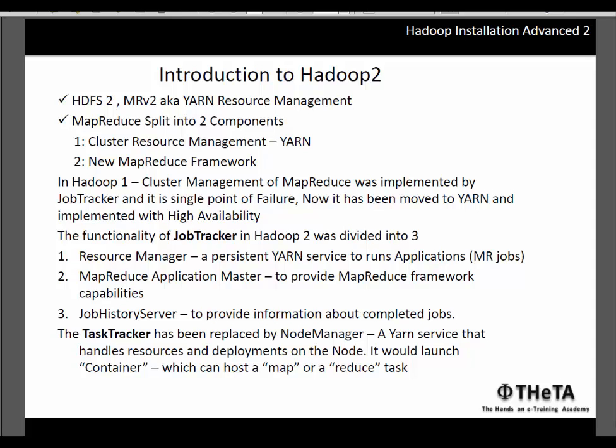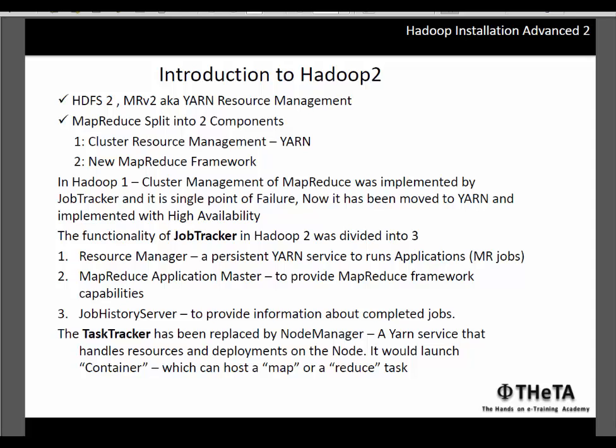Node manager is similar to task tracker in Hadoop 1. So task tracker has been replaced by node manager, a YARN service that handles resources and deployments on the node. It would launch a container which can host a map or reduce task. So you can see the difference now. Resource manager will manage all the logistics, like providing the queues, schedules, and configuration, all the logistics for running MapReduce. And node manager will run all these map tasks by hosting a container and reduce tasks by hosting a container. So that's the key difference between Hadoop 1 and Hadoop 2.